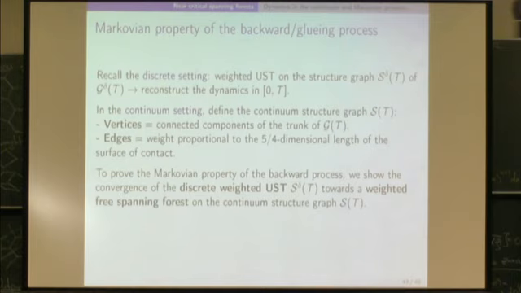And so to prove the Markovian property of the backward process, we would like to show that the discrete weighted uniform spanning tree on the discrete structure graph that we defined converges towards the weighted free spanning forest on this continuum structure graph.